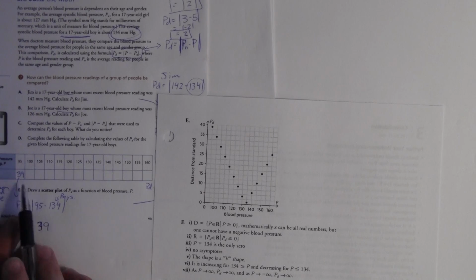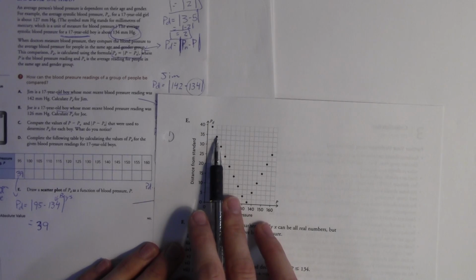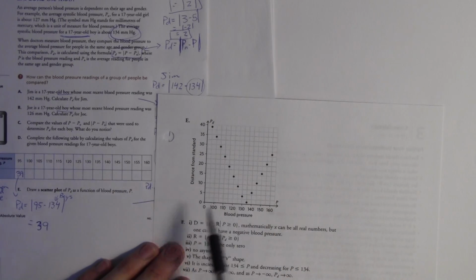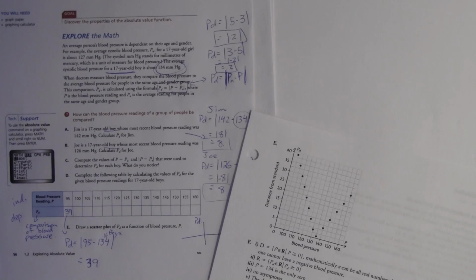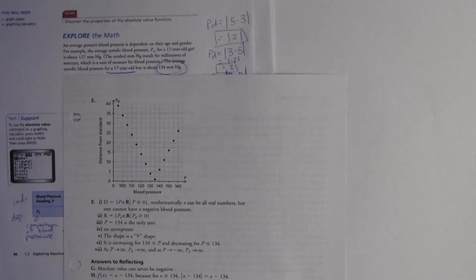Okay, so these values are taken directly from this table. So 95, 39, you'd go to 95, 39. Okay, any questions on how this scatter plot was created? Gennaro, question? No? Okay. All right, moving on. So we've created a scatter plot now that looks like that.